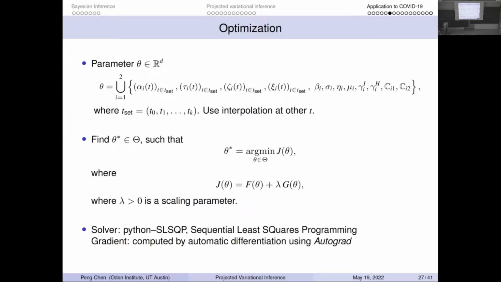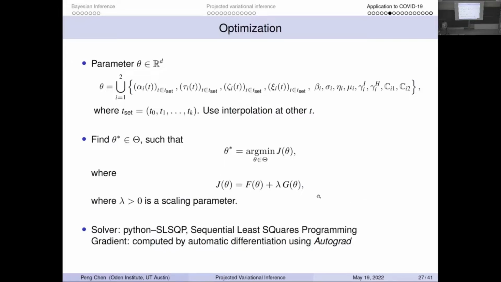For some other data, it's not daily data of the parameters; rather, starting from the beginning, we use monthly and later weekly, and for the daily we use interpolation. Then we can solve this minimization problem, including two terms: one is the loss function, the other is a regularization term with a suitable scaling parameter. This is solved by Python, using sequential least squares programming.